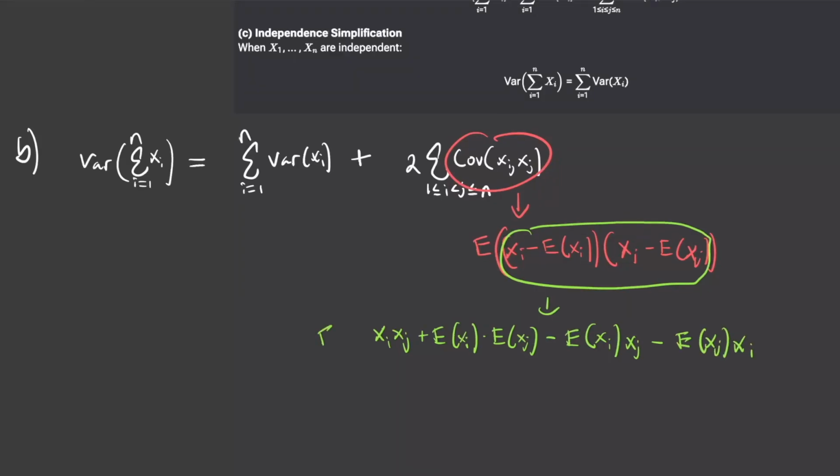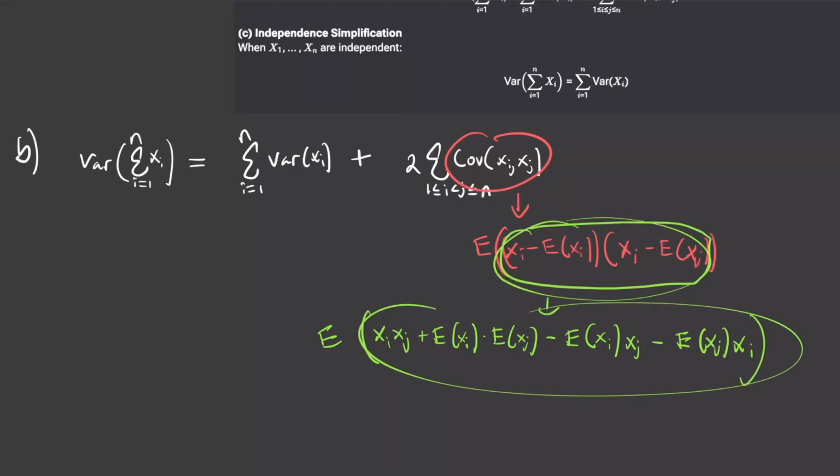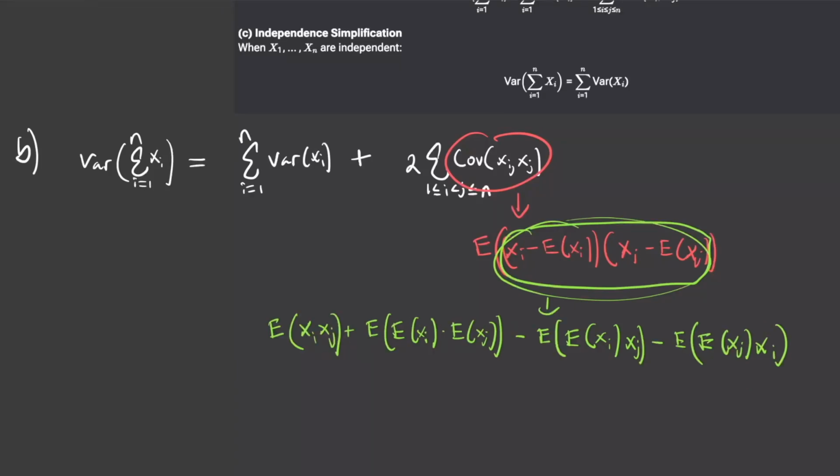Then when you take the expected value of all of this, we can use linearity of expectation. It's just going to distribute over the addition. Now the expected value of the expected value of x_i times the expected value of x_j is not going to change what this is right here, since the expected value over the same stuff doesn't change it. But when I take the expected value of the expected value of x_i, it's not going to change that, but it is going to change this right here. It's going to be the expected value of x_j.